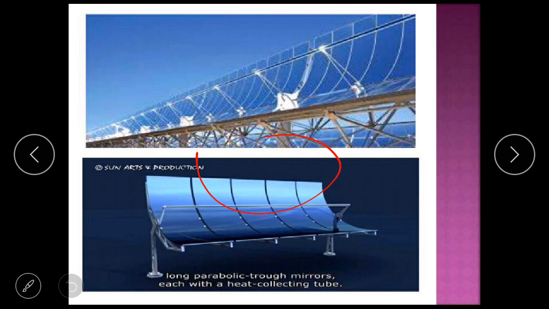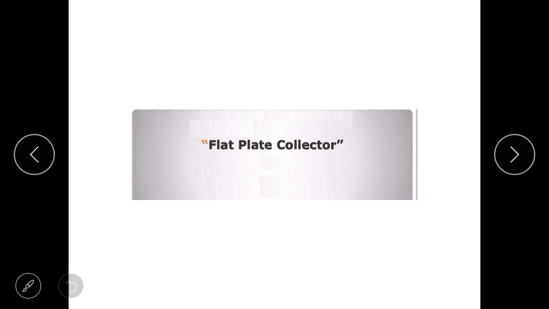That is a plant. That is your flat plate collector. So students, next time we will discuss the focusing type collectors. Okay, thank you.